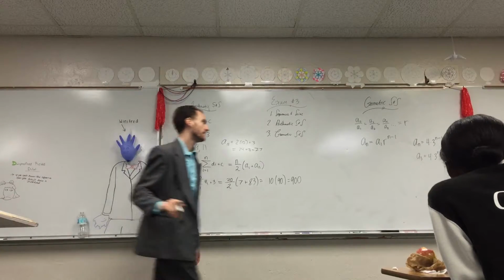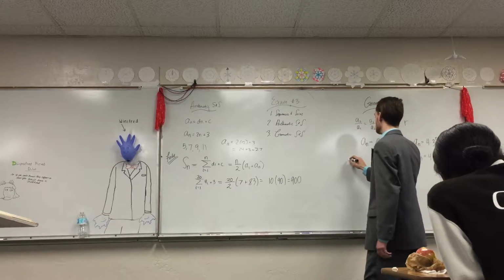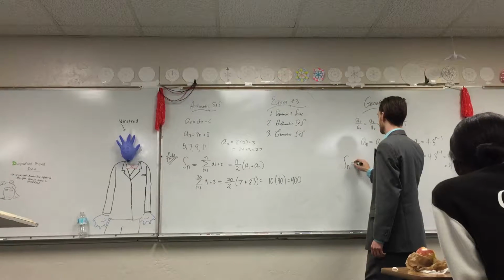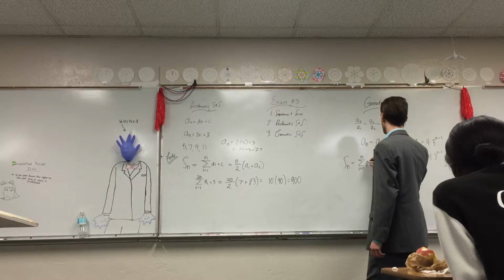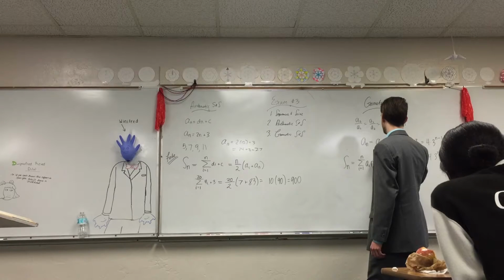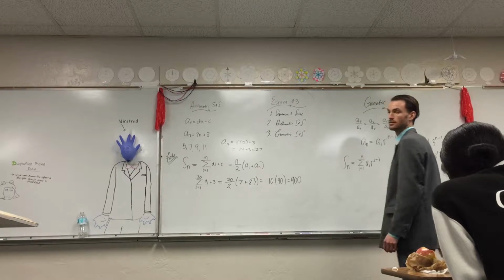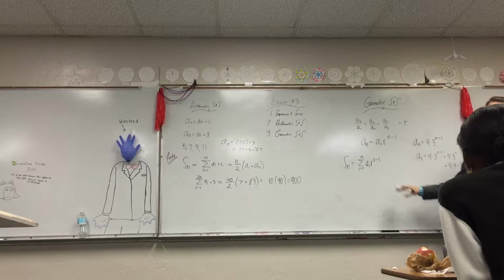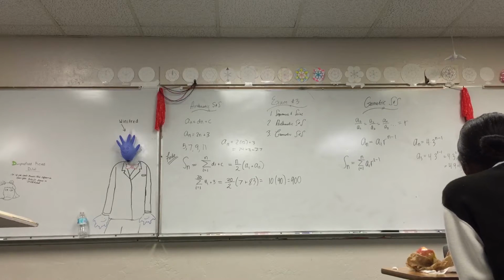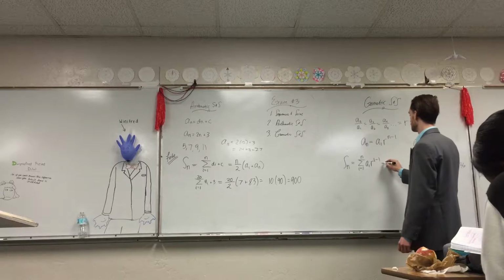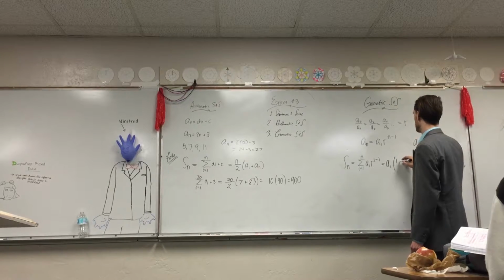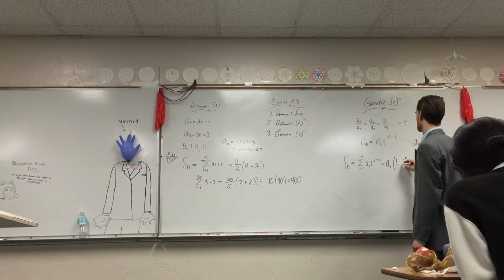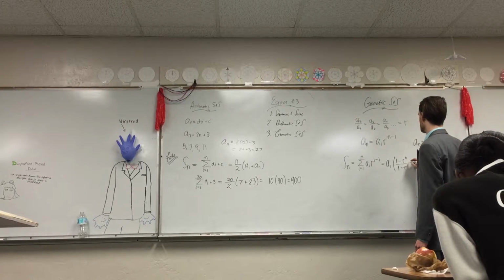But what I'm more interested in is the sum for a finite series from i equals 1 to n of A1 times r to the i minus 1. So the sum of a finite geometric series is equal to A1 times 1 minus r to the n over 1 minus r.